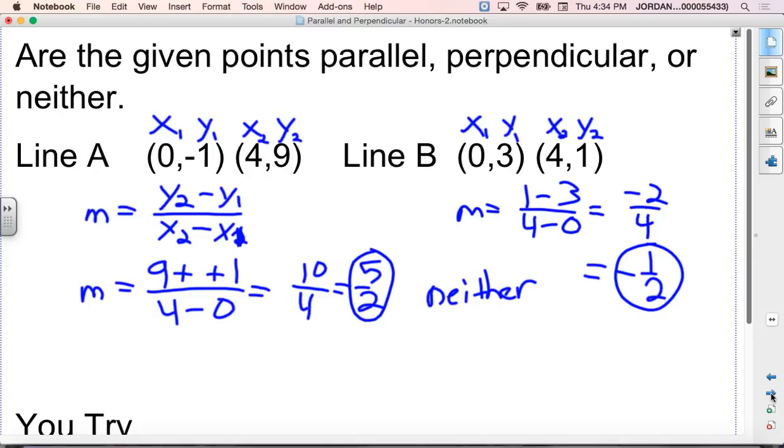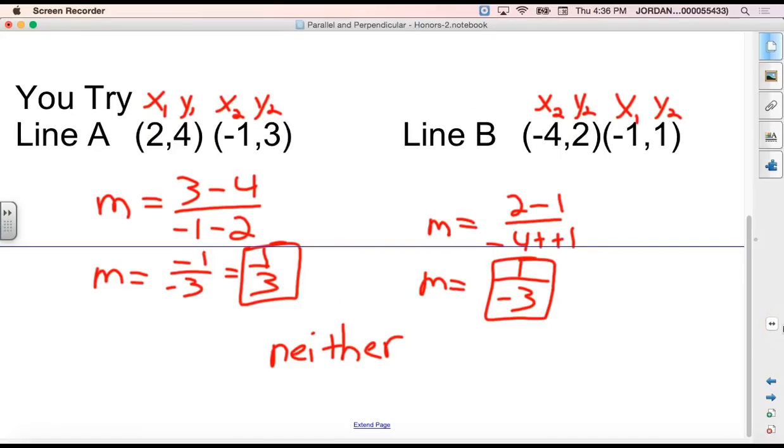So I'm going to pause the video and let you go ahead and pause yours. Give the next one a try by yourself. Okay, so when you find the slope of line A, you should get 1/3 for the slope. There's the work. The slope of line B is negative 1/3.